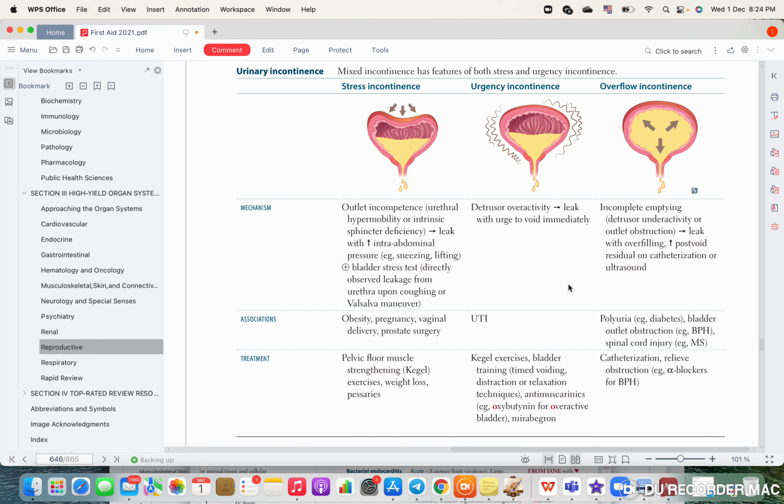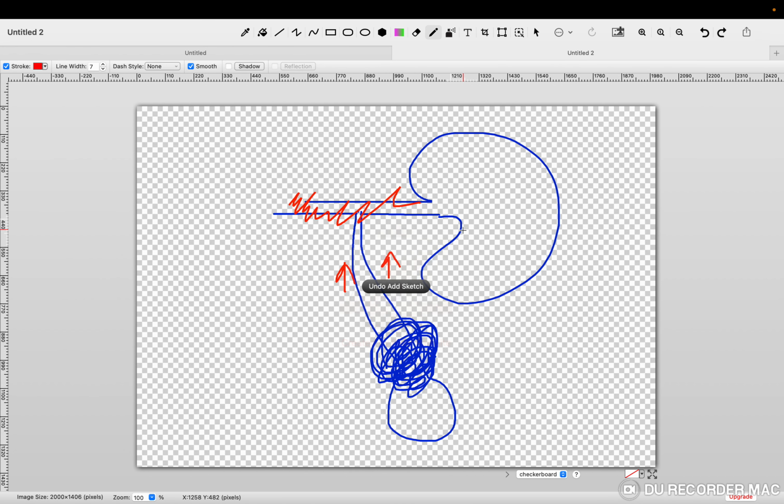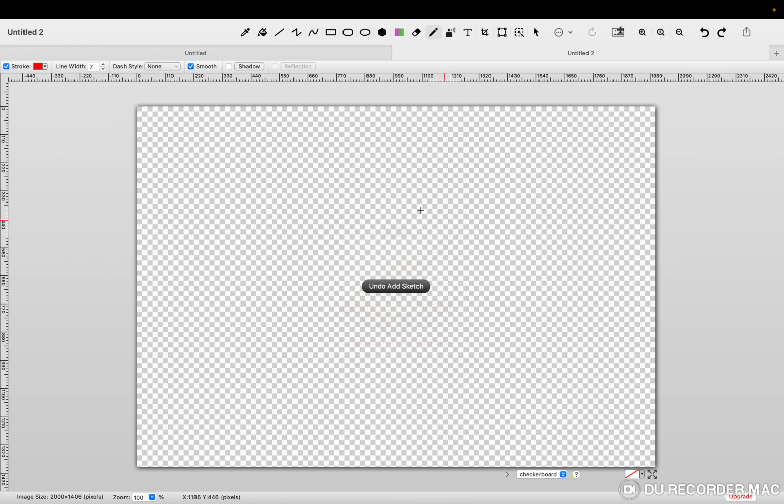Okay, in case of urinary incontinence, can you tell me please which one is related with UTI? Urgency incontinence. About multiple sclerosis, except for an overflow incontinence, which other type of incontinence does multiple sclerosis associate with? Urgency incontinence. I just want you to understand why.